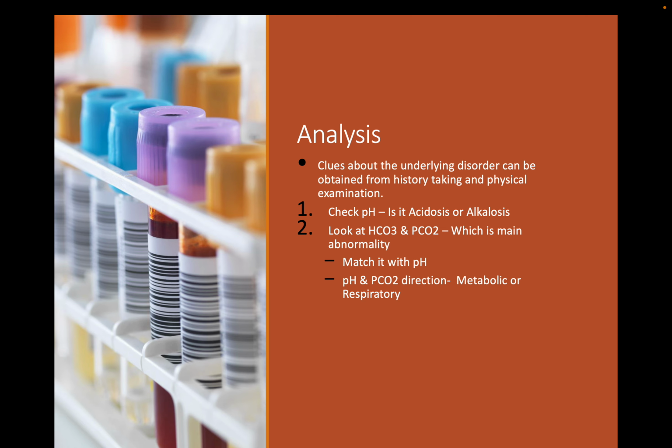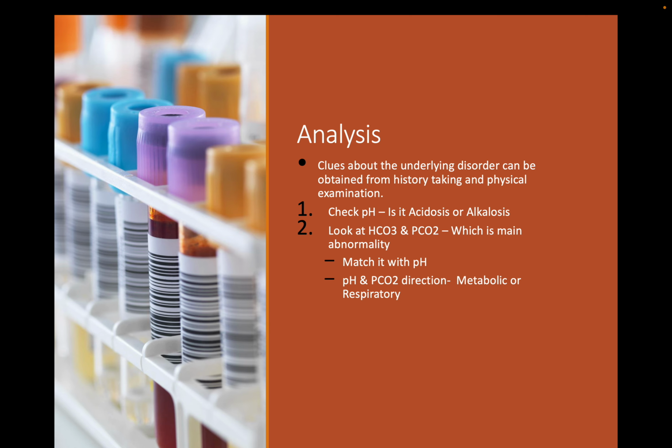So again, check the pH to see if it is acidosis or alkalosis, look at the bicarbonate and PCO2 to find the main abnormality, match it, and also look for compensation. In the case of metabolic acidosis, I told you 1.25 is the compensation. In the case of metabolic alkalosis, I told you 0.75 is the compensation. In acute respiratory acidosis, for every 10 change in PCO2, there is a 1 change in bicarbonate. In acute respiratory alkalosis, for every 10 change, the change is 2.